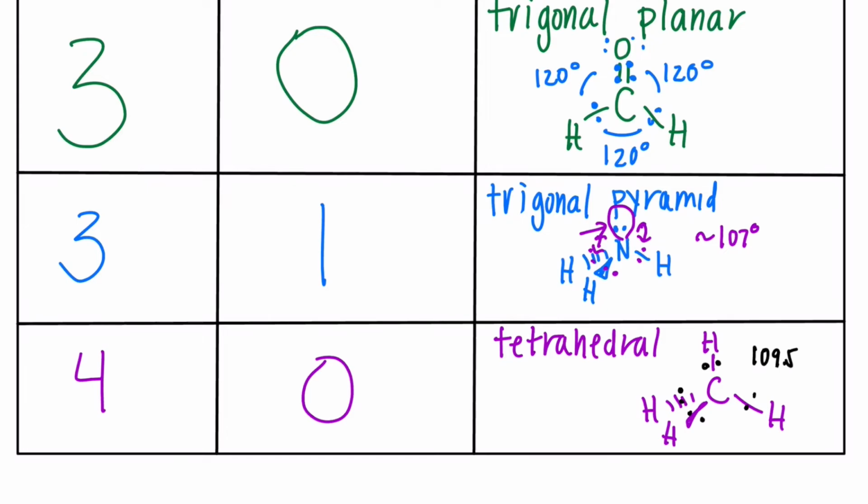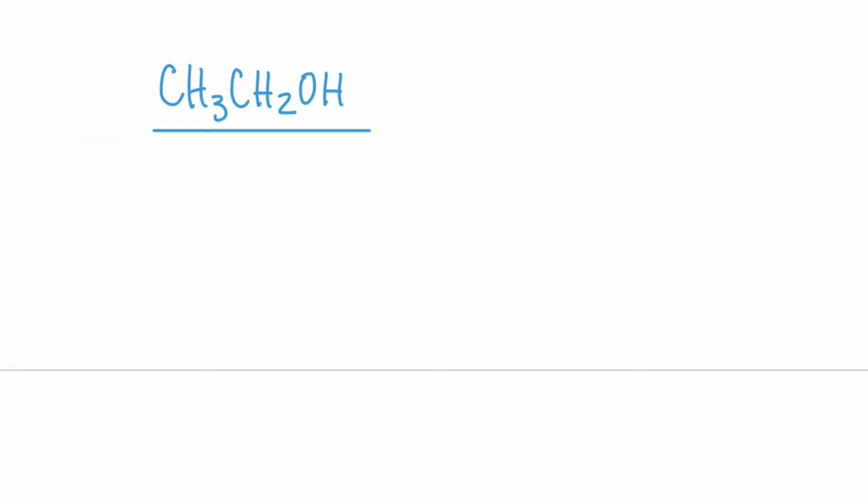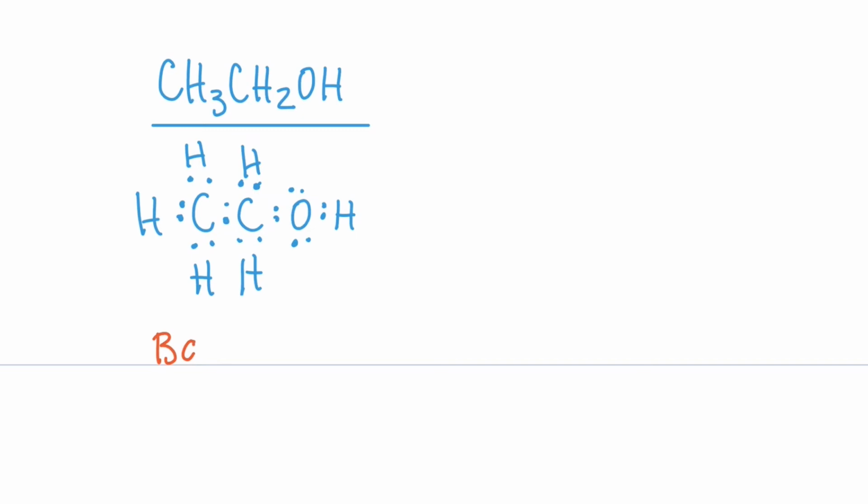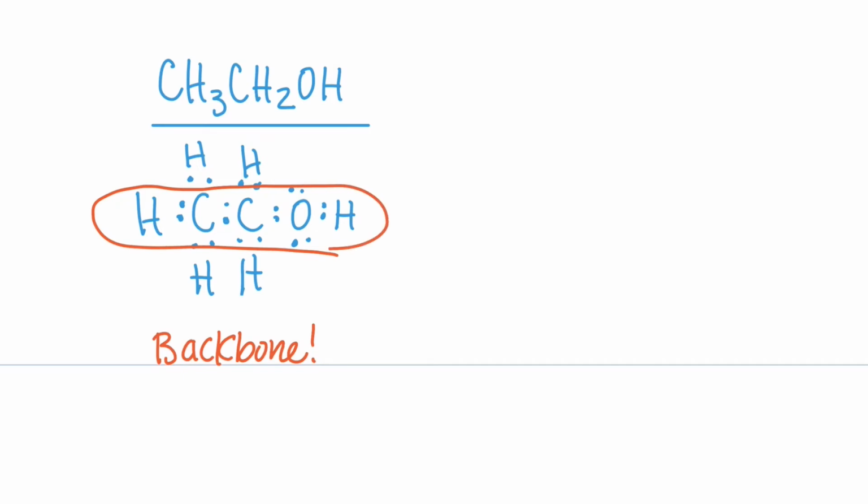There is a strategy to drawing molecules. So let's take this example, CH3CH2OH. How do I draw this with proper geometry? The first step with any molecule is always to draw the Lewis dot structure. So I'm going to do that now. After you've drawn the Lewis dot structure, the next step is to look for the backbone of the molecule. That's the longest string of bonds that is made. So this here is the backbone, and I've got 5 atoms in the backbone.